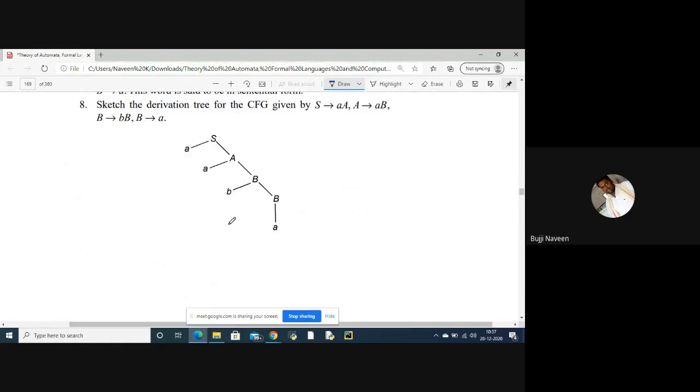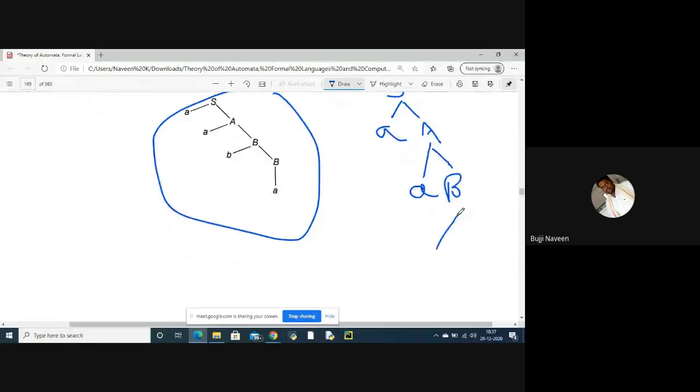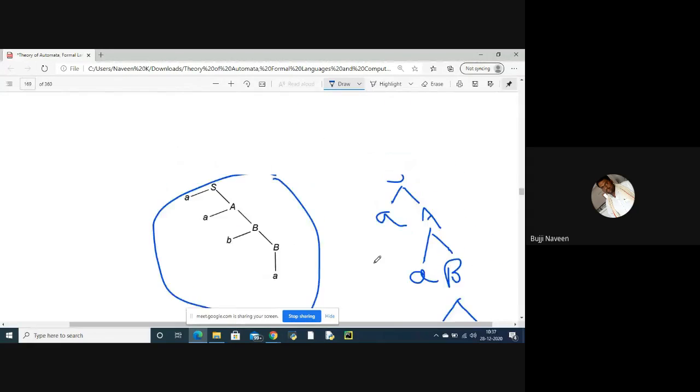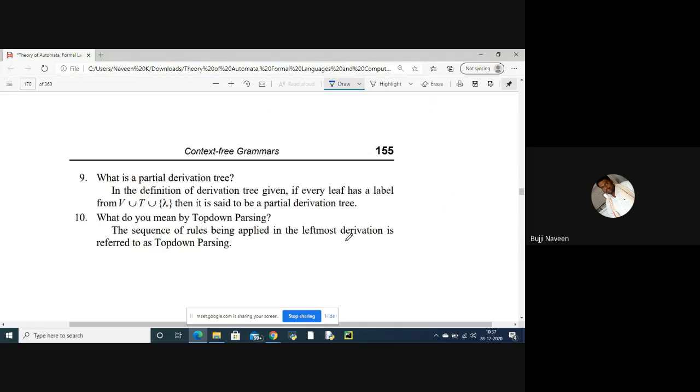Okay, here it is the derivation tree for the given grammar. S tends to AA, again A tends to small a, B tends to small b capital B, B tends to small a.